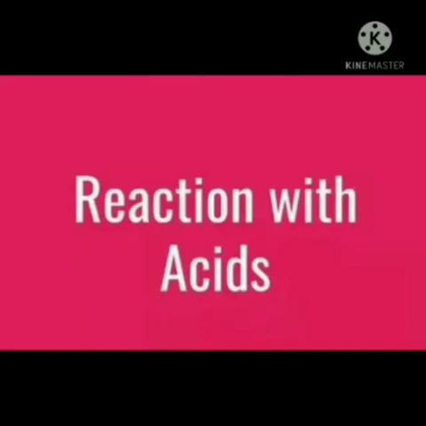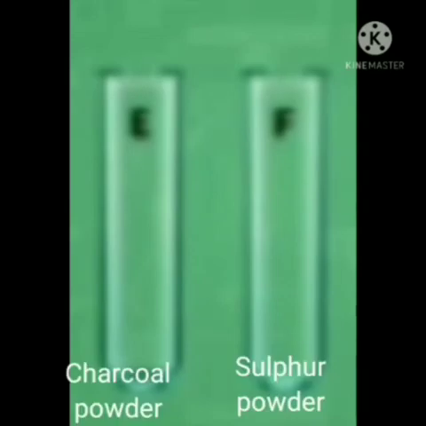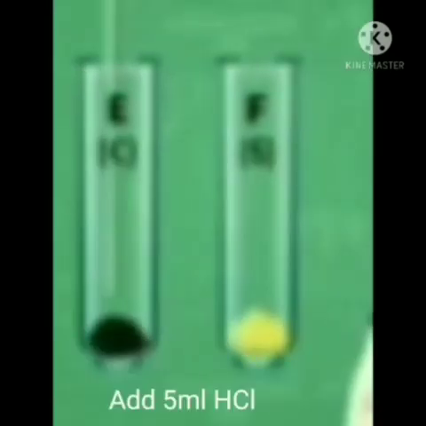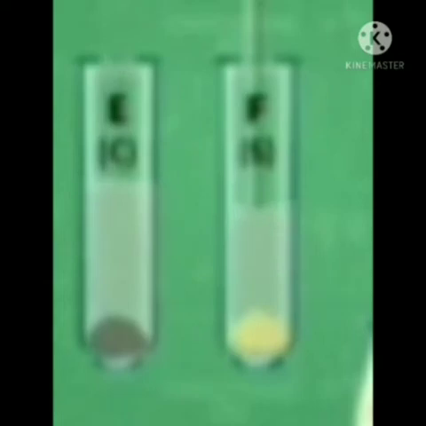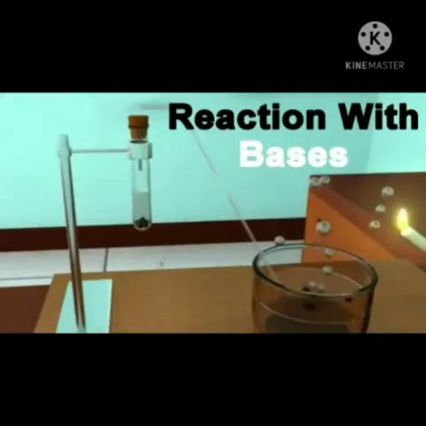Reaction of acids with non-metals. Take 2 test tubes, add charcoal and sulfur powder in them. After that, add 5 ml of dilute hydrochloric acid. Non-metals do not react with dilute acid. Fourth is the reaction with bases.